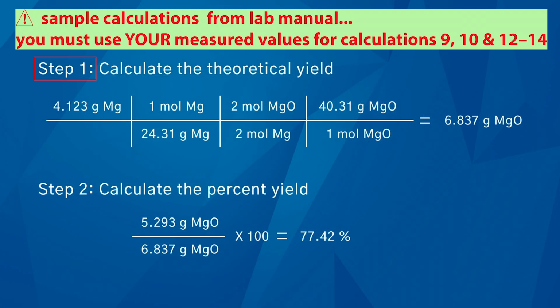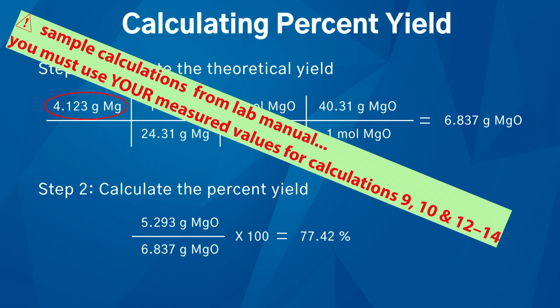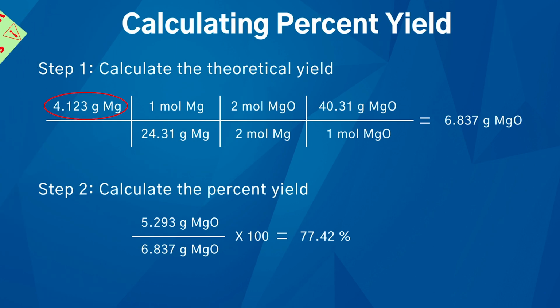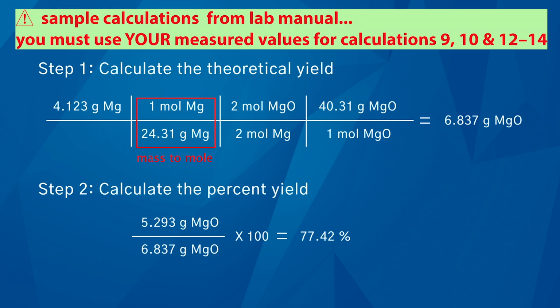Now let's step through a few of the sample calculations. Note, these calculations shown require you to use your measured values. For example, in that equation that you see in step 1, the 4.123 grams of magnesium is a sample mass. You need to use the actual mass of magnesium that you used in that calculation.